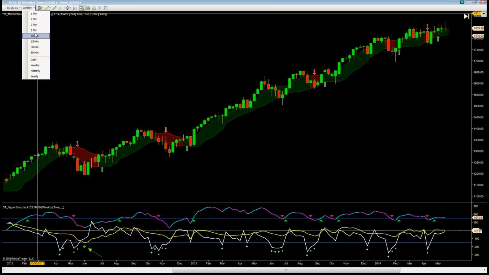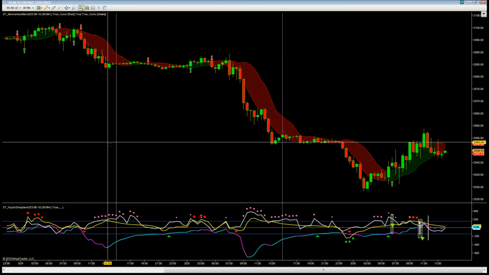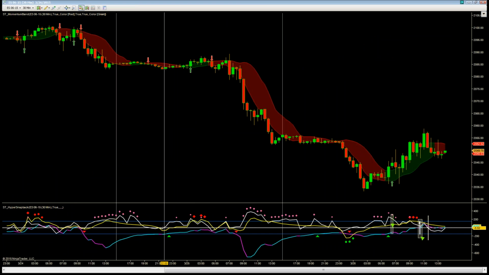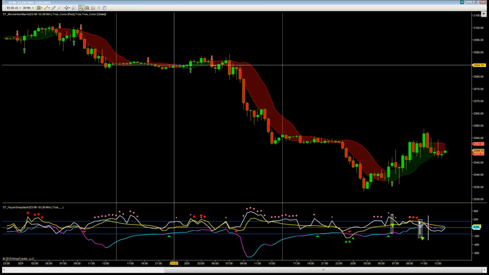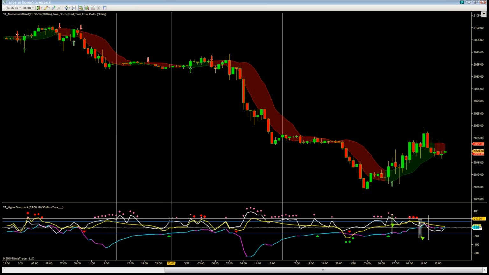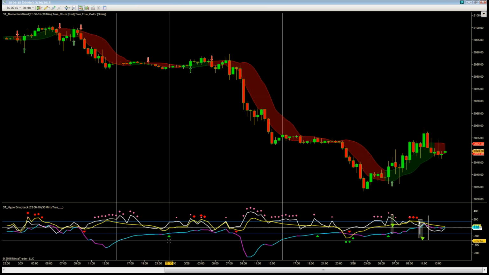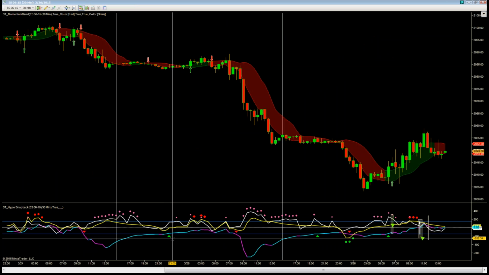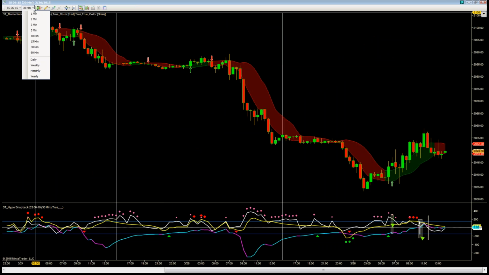Let's look at a 30-minute. So in this area right here, and my eyes just focused right on it. It's a little choppy on the 30-minute because it's in between the long zone and the sell zones. But let's focus even more. Let's go to a 5-minute.